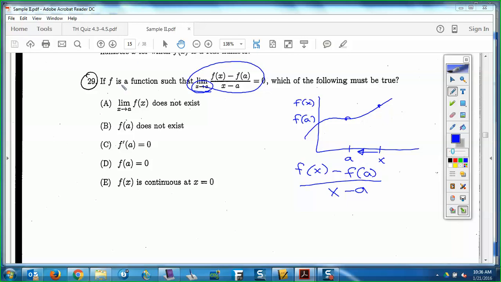That's why it's a definition of the derivative. So what they're saying, if this equals 0, is really if f prime equals 0, which of the following must be true? You had to recognize that this is f prime. If f prime equals 0, the limit does not exist? That's not true. F of a does not exist? That's not true. Oh, there it is right there. F prime of a is equal to 0. In other words, that thing is f prime of a. So that's why that one is C.